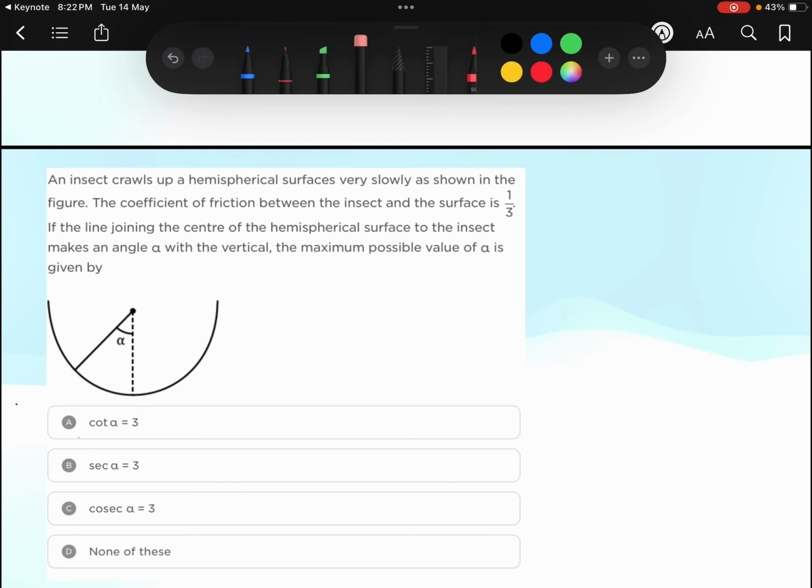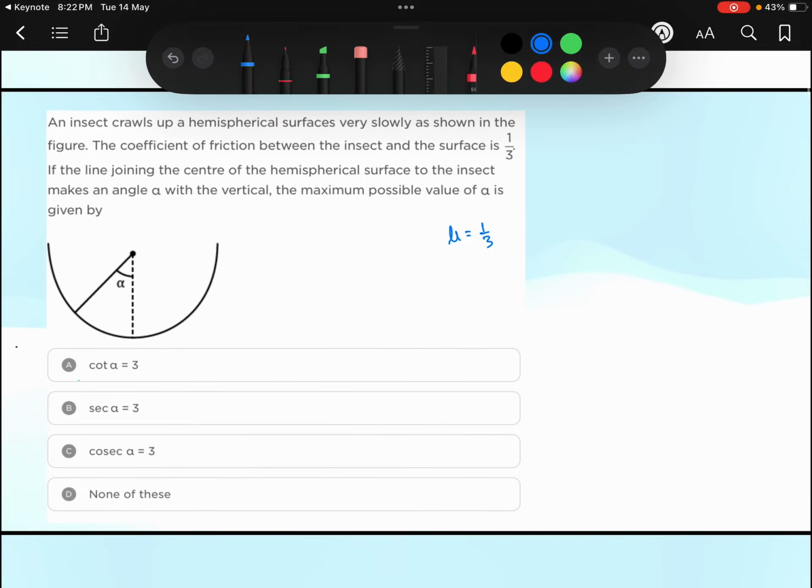That means mu is given here, mu is equal to 1 by 3. So if the line joining the center of this hemispherical surface to the insect makes an angle alpha with the vertical, then what is the maximum possible value of this alpha, we have to calculate.